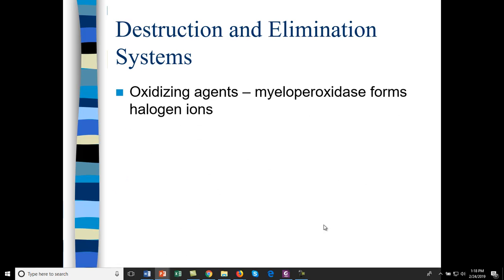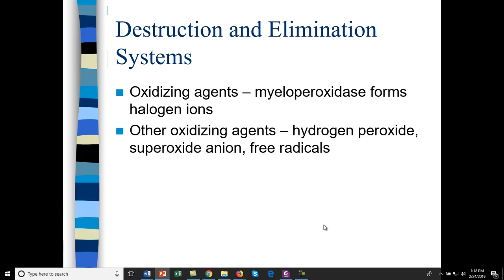Okay, then you have destruction and elimination systems. You have peroxisomes that have monoperoxidase, and these will form halogen ions like chloride ion. Other oxidizing agents, and these are sequestered away from the cell. They're usually in peroxisomes, include hydrogen peroxide, superoxide anion, and other types of free radicals. And these will just oxidize the heck out of the bacteria or the foreign invaders, and this will all happen in the phagolysosome.